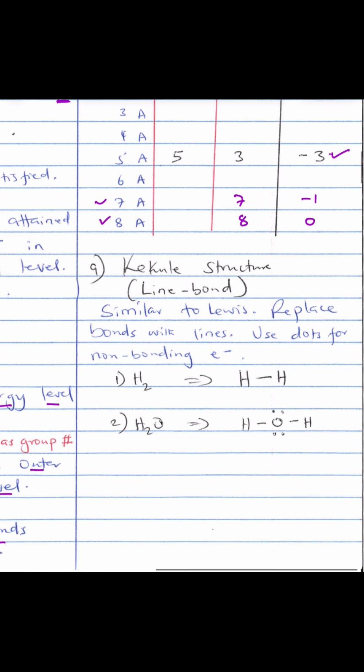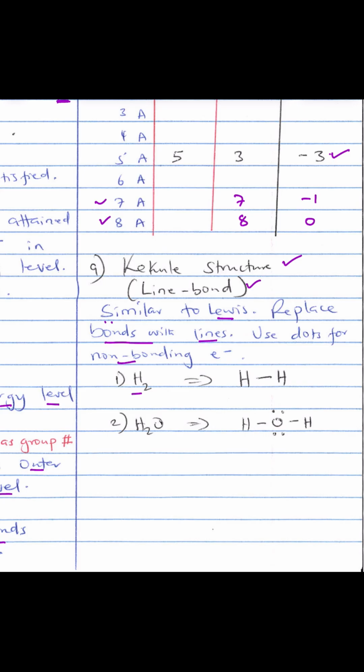The other type of structure is called Kekule structure or line bond structure, and that's where we use lines to replace bonds. So it's similar to Lewis structure, but now we replace the bonds with lines. Remember, in Lewis we are using electron pairs. Now we show the lines, but we still need to show the non-bonding electrons.